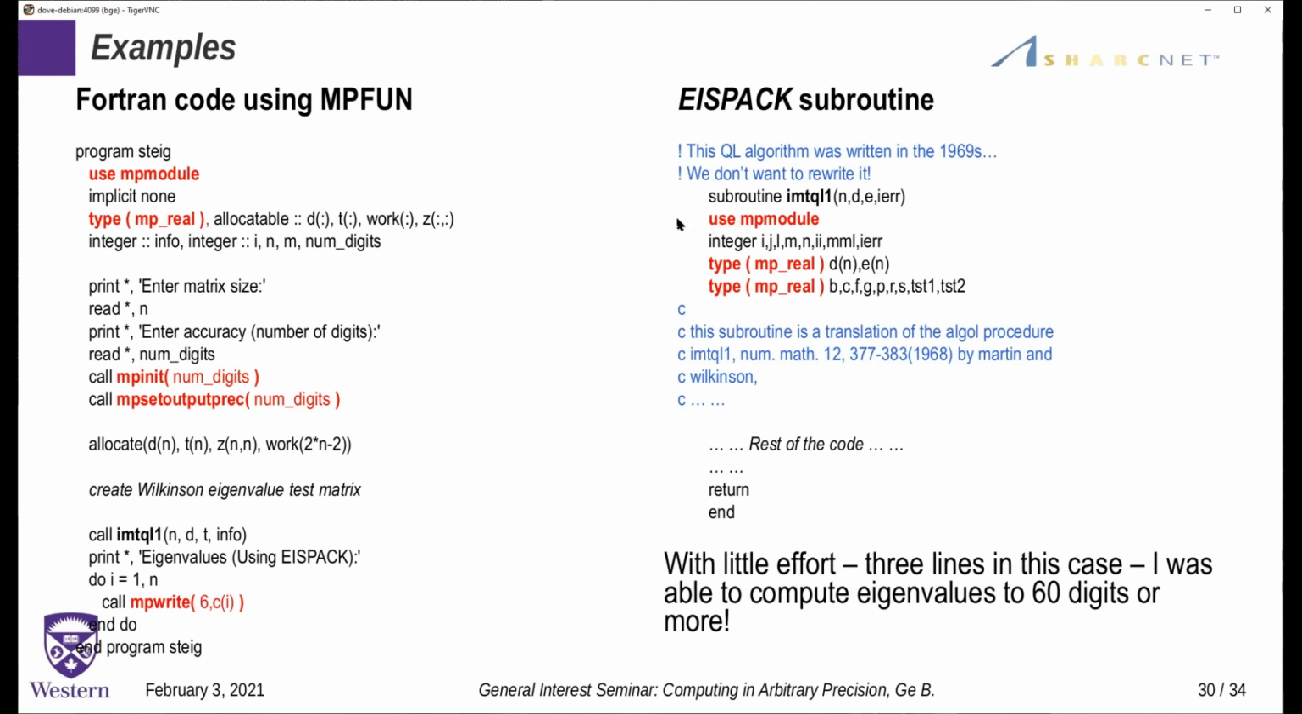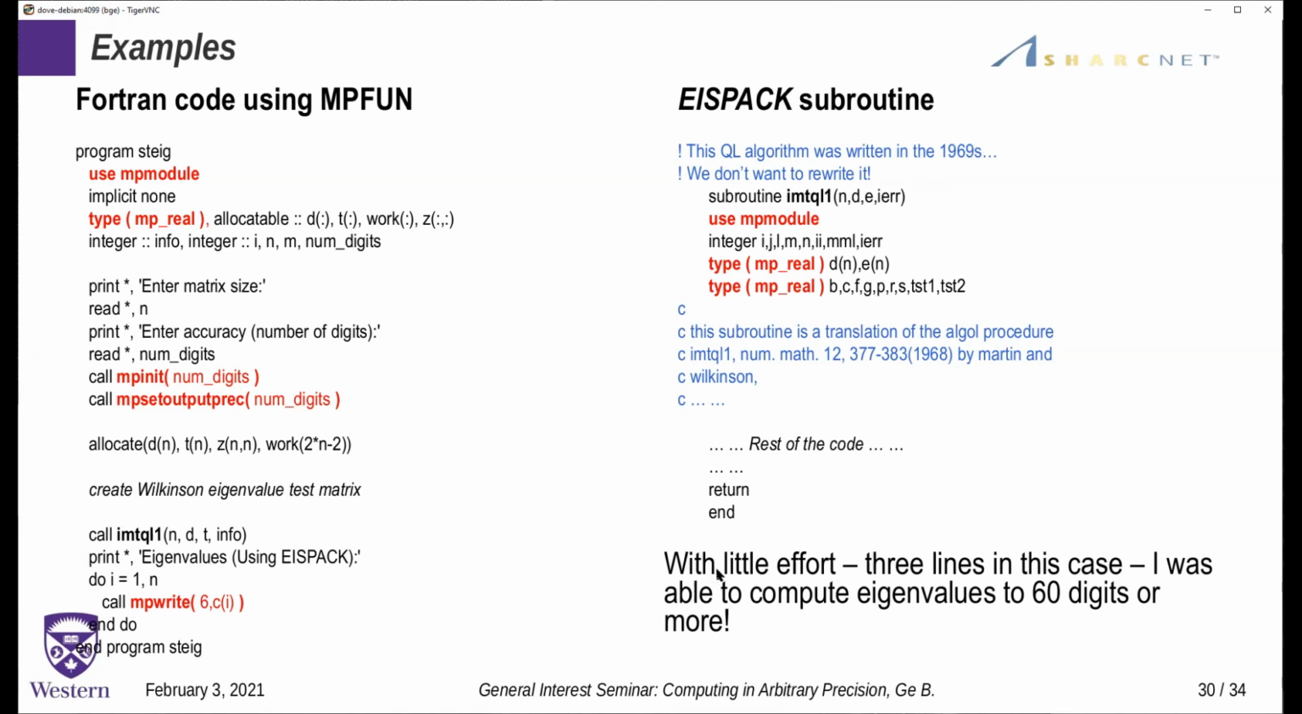First, I need to include a module. And second, I need to replace the real declaration of variables with the NP real type defined in NP. And the rest of the routine, I don't touch. Nobody wants to touch this legacy code.